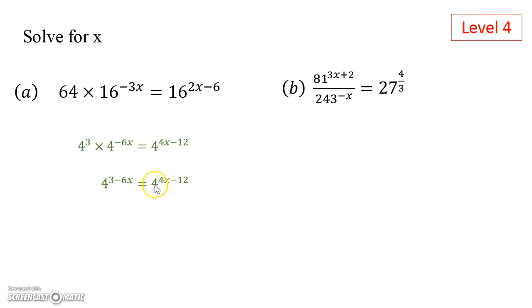Okay, we've got the same bases, now I can equate the exponents. Okay, add 12 to both sides, add 6x to both sides, you get 10x equals 15, x equals 1.5.